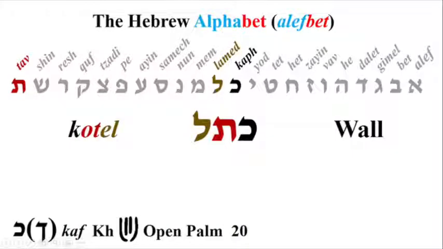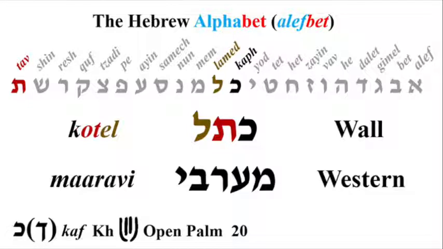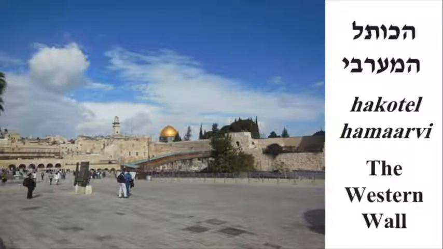Another word is the kotel, begins with a Kaph. Kotel, anyone? Kotel means wall in Hebrew. And maybe you heard of the Maaravi Kotel. Maaravi is the western wall. This is in Jerusalem. This is right below the Temple Mount.